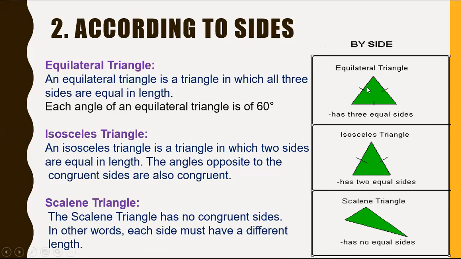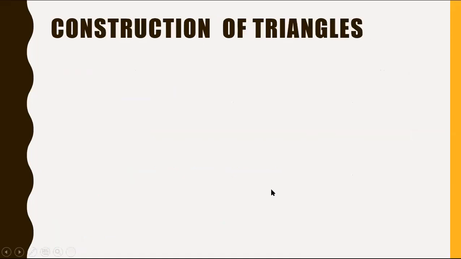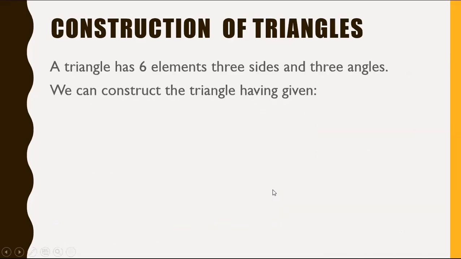So what is an equilateral triangle? Having three sides and three angles equal. Now this isosceles triangle has two sides equal and opposite angles congruent, and in a scalene triangle no side is equal in length. Now let's start construction of the triangle.